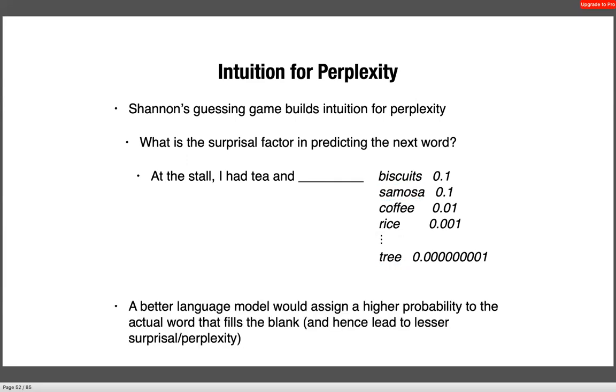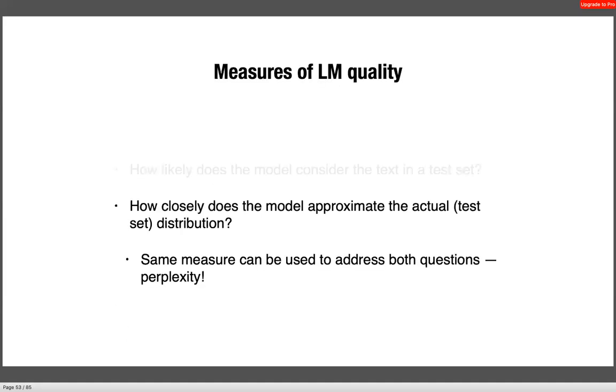So a good language model would assign a high probability to the actual word that fills the blank. Okay, and this correlates with lesser surprisal, because I'm not surprised at all to see the word that filled the blank, if my language model was very good. And so lesser surprisal is essentially lower perplexity. So perplexity completely correlates with the surprisal factor. Okay, so higher probabilities assigned to the actual words would equate to lower perplexities.